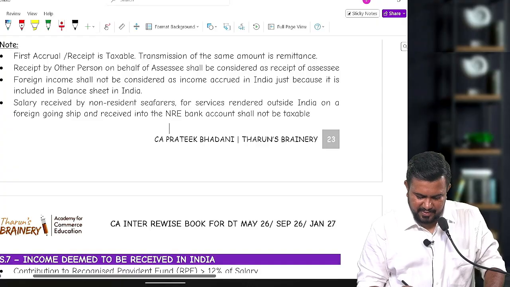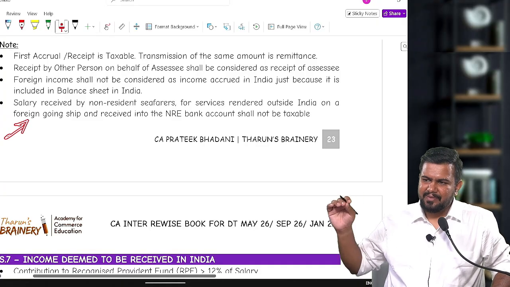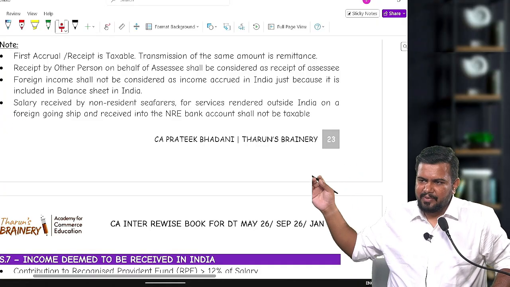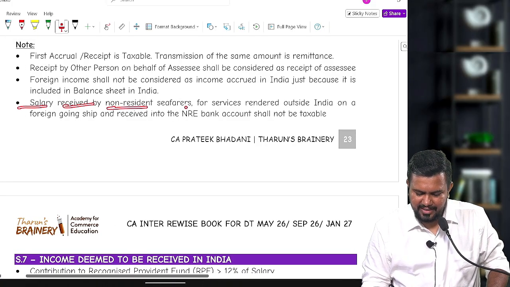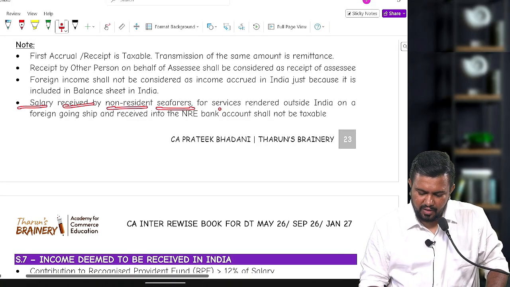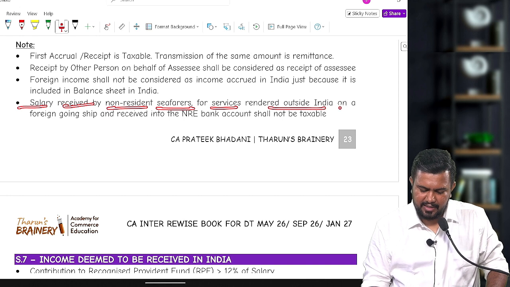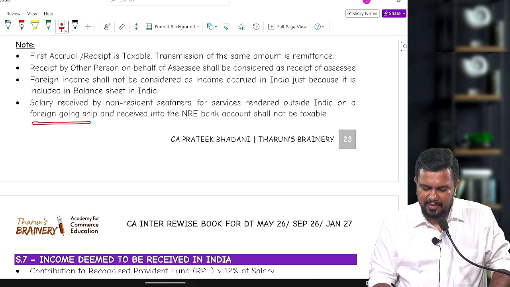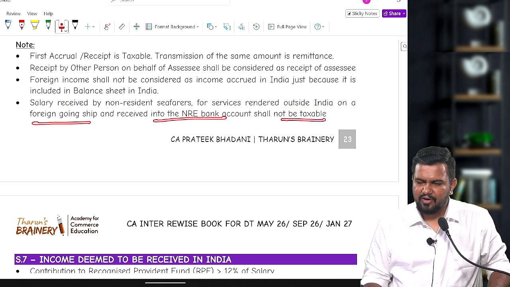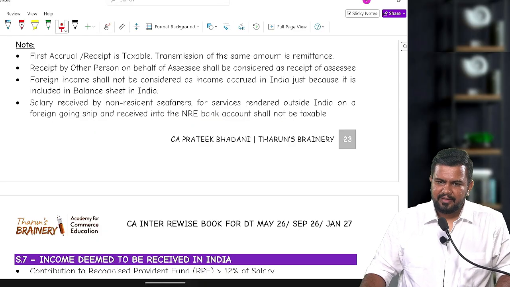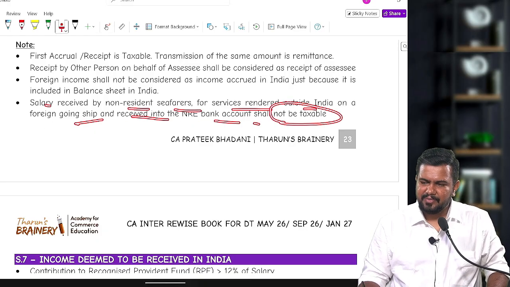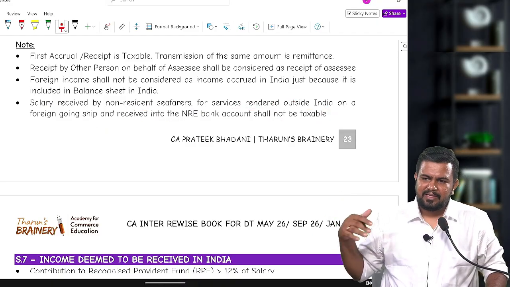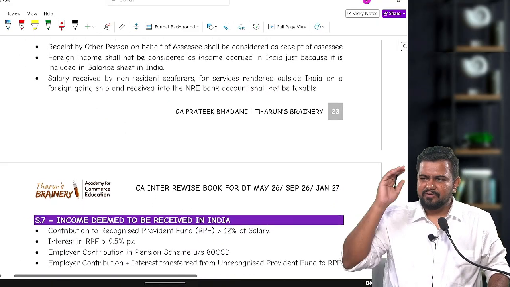Then this is a specific point, sometimes tested in multiple choice questions. So you should know that salary received by a non-resident seafarer for service rendered outside India on a foreign-going ship, received in an NRE account, shall not be taxable. Received in an NRE account. So if all these conditions are satisfied, then the income is not taxable. Read this 2-3 times. Maybe if it comes in MCQs, it will stick.